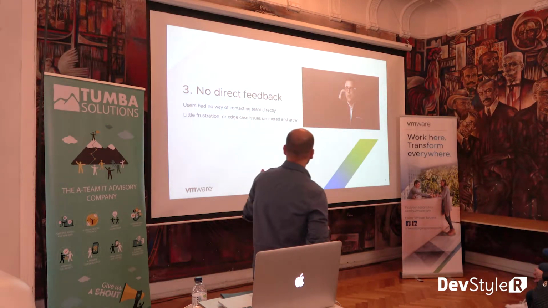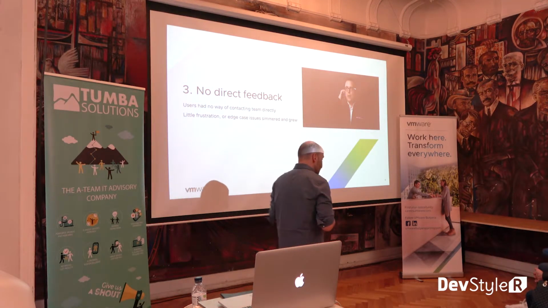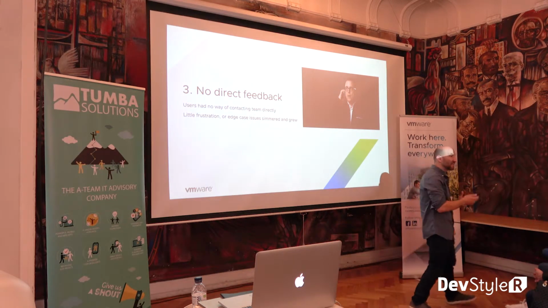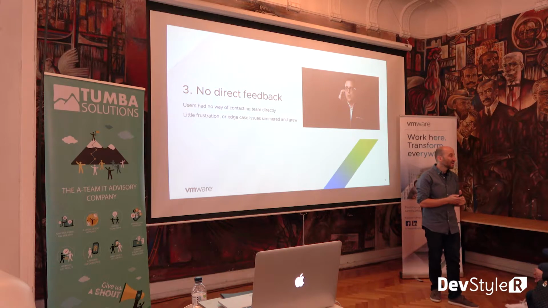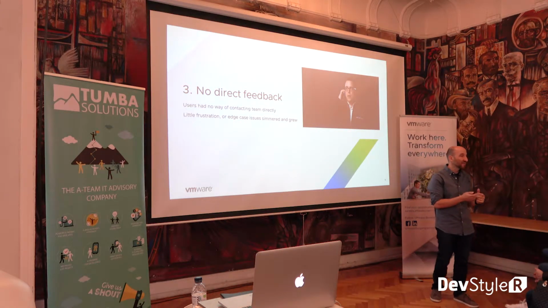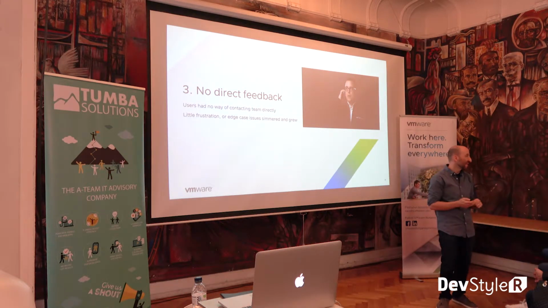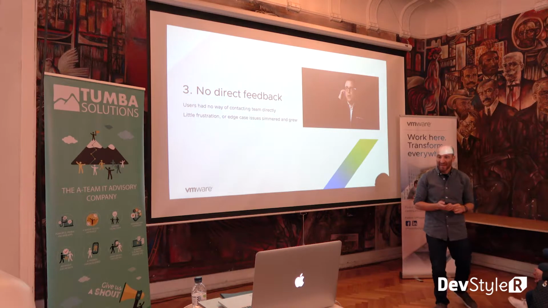So the third one is very related. The users themselves had no way to contact us. So here they are with Boxer, and something about Boxer frustrates them. Whatever, sometimes it was something minor, but they have no way to tell us. They're just thinking, I hate this office email. Why doesn't it let me do a certain thing?